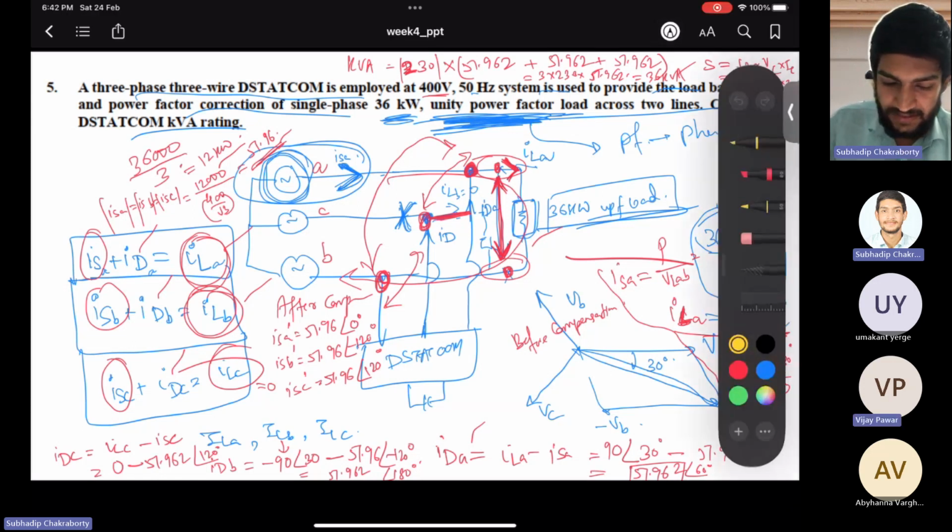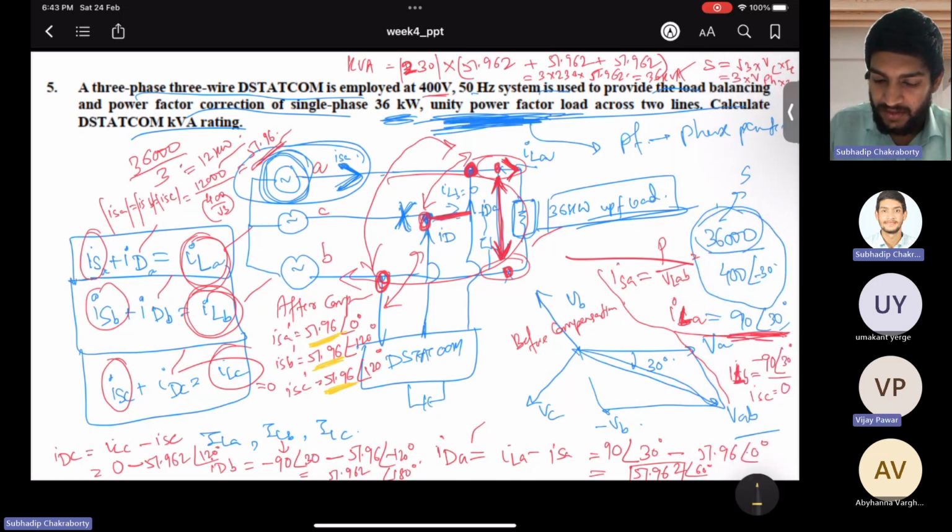Yes, I am getting up to that. This is coming, right? Yes, 35 kVs. So now what do you do? Just do it like this: 230 into 51.96 into 3.